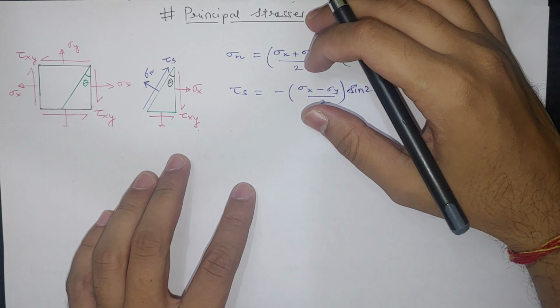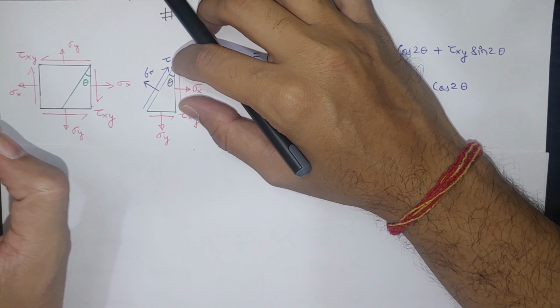Now this element is taken from our work specimen at any particular point, and these are the stresses which are acting on it. So sigma x is on these two parallel planes, which is tensile. By default, tensile is considered positive, and sigma y is on the perpendicular plane. So this black color is a small element.